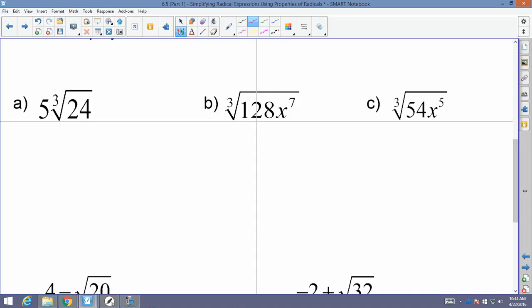Well, it means this. I've got 5 cube root of 24. Okay, I'm going to think of a perfect cube here. What's a perfect cube that I can take out of 24? Perfect cube. 18, no, 18 doesn't even go into 24, but 8 does. 8 times 3. So what's the cube root of 8? So this is 10 cube root of 3.